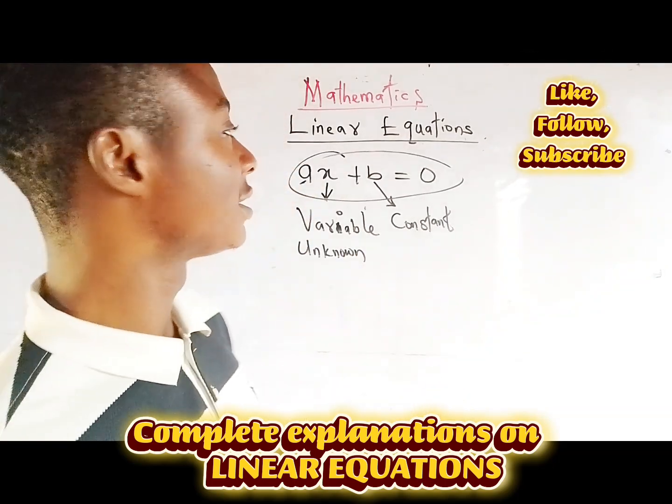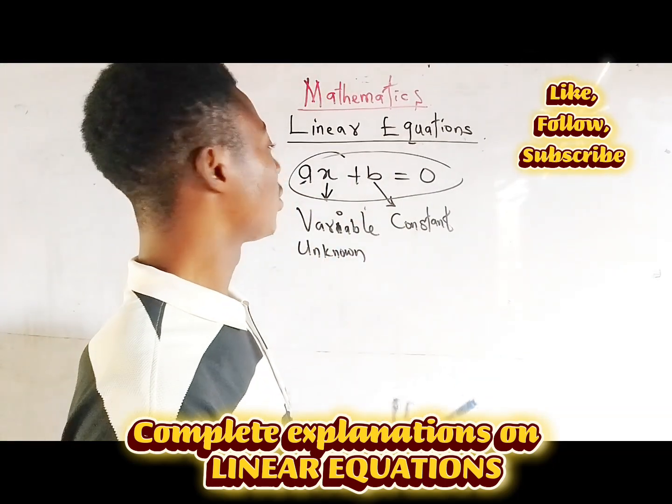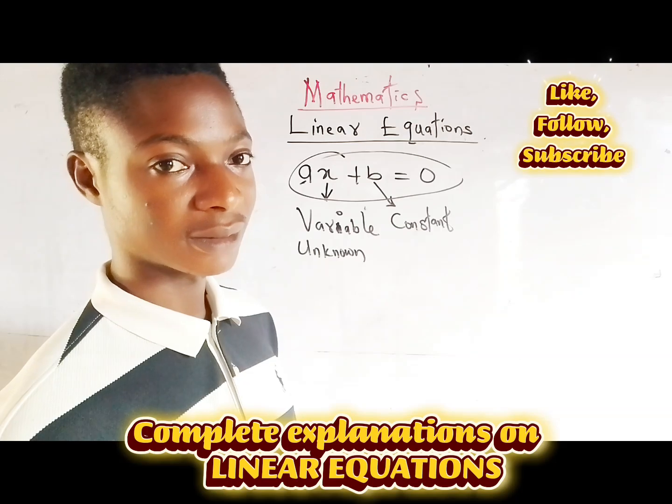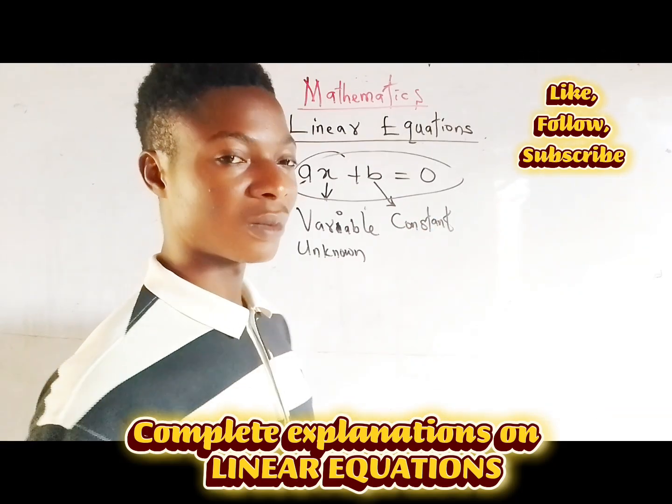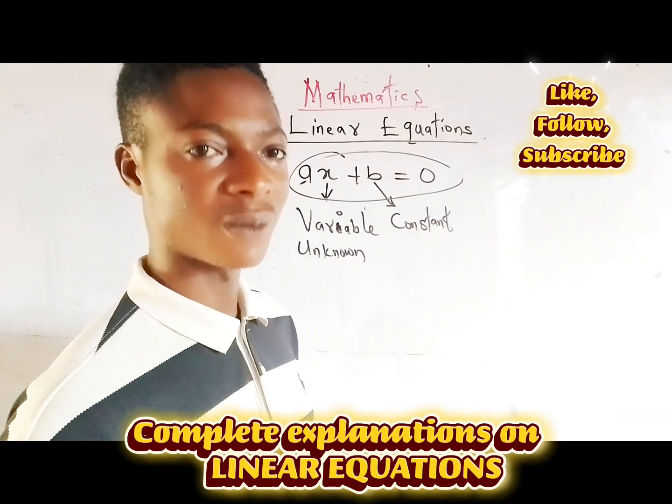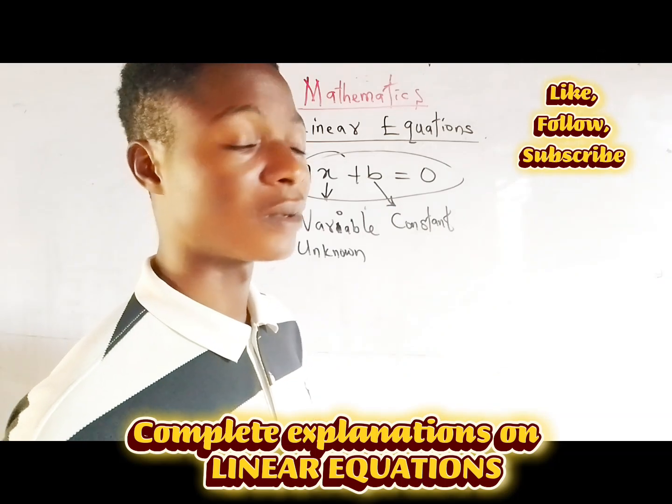The next thing after discussing the meaning of a linear equation is we want to know what a variable is. So a variable is an unknown. What we are to find in a given equation is called a variable or an unknown.